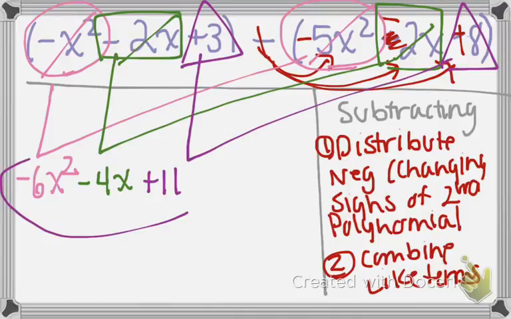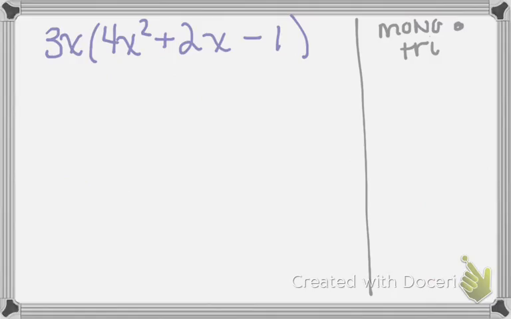And I'm done. So to summarize, when we have subtracting polynomials, I need to distribute that negative, and what that essentially does for us is it changes all the signs of the second polynomial, including that negative. It changes to a plus, which enables us to combine like terms. Pause where you need, and I'm going to move on to the third problem.